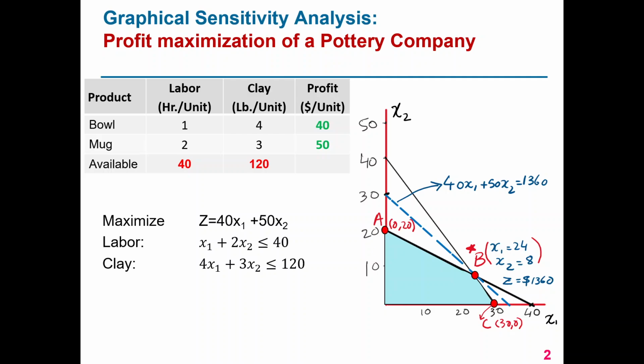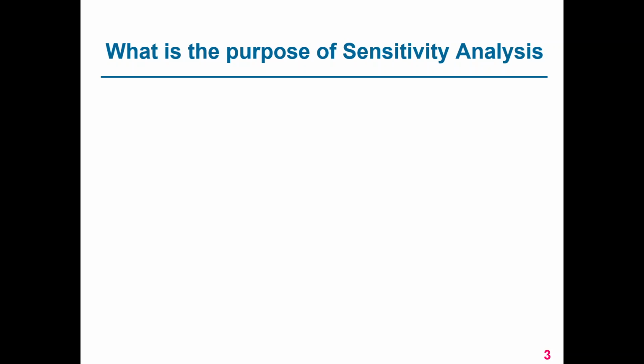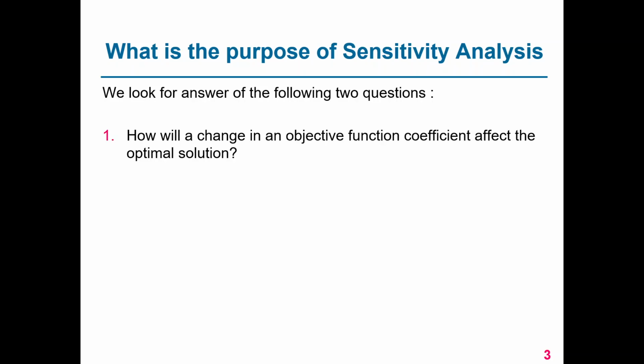So after finding the optimal solution through the graphical method, the next step is the sensitivity analysis. But first of all, we should understand what the purpose of sensitivity analysis is. We look for answers to the following two questions in the sensitivity analysis. Our first question is, what if the coefficients of the objective function change? Then what is their effect on our optimal solution?